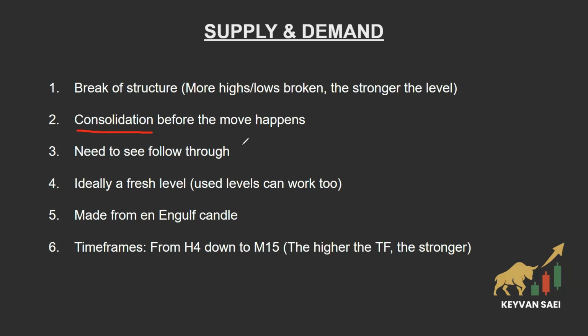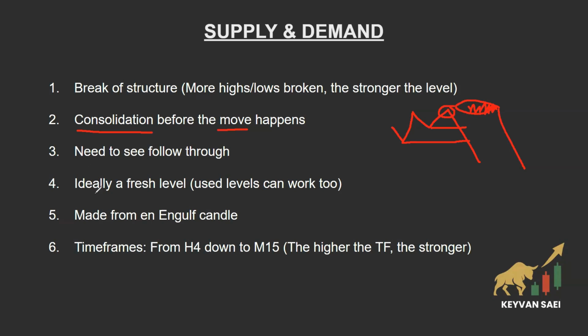Now, point number two is consolidation before the move actually happens. When we have this supply level where multiple lows have been broken on a higher time frame up here, we need to see some position stacking, some consolidation, on a lower time frame before the actual move happens. This could be on the M5 or on the M1. I usually look at the M1 and see how the structure is within this supply.